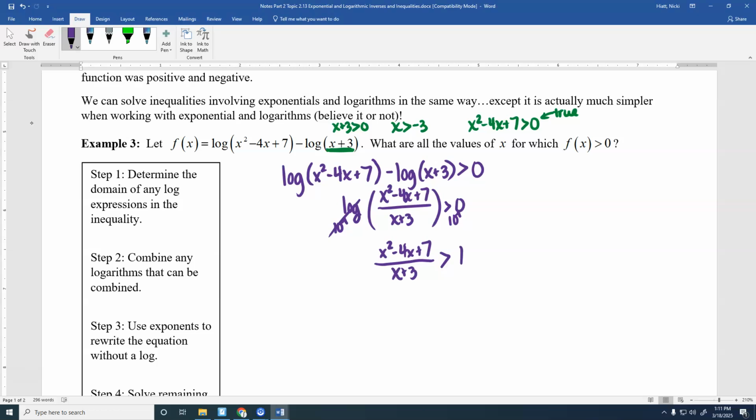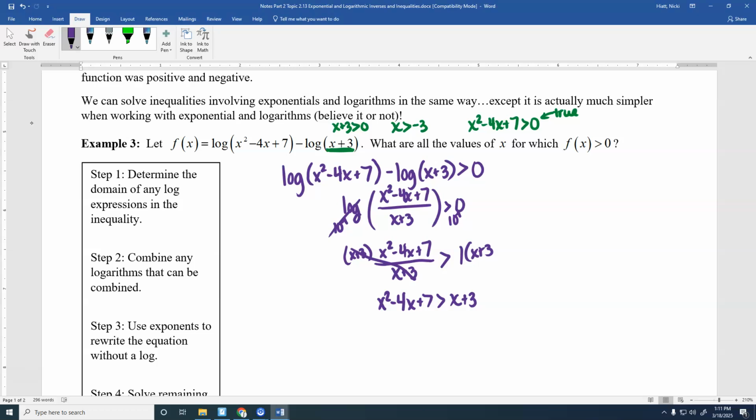Now, this is a rational inequality. One of the good things about this class is that things keep popping back up and we have to remember how to do them. In this case, the easiest way to deal with this is that x plus 3 in the bottom makes it more difficult, so I'm going to multiply both sides by x plus 3. So I've got x squared minus 4x plus 7 is greater than x plus 3.